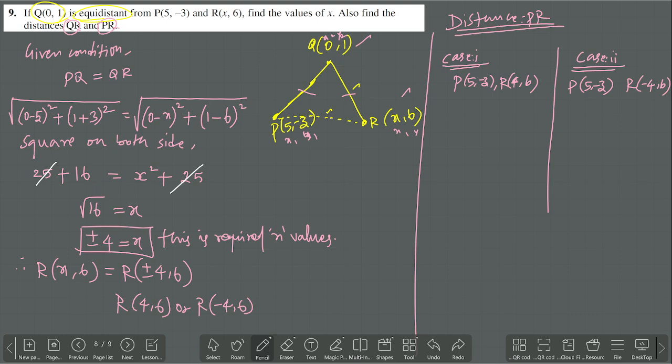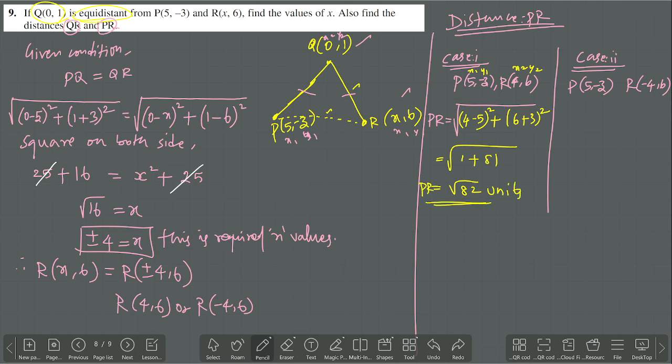Right. So PR equals square root of, so this is my required x1, y1, x2 and y2. 4 minus 5 whole square, 6 minus into minus plus 3 whole square. Then square root of what I am getting? Minus 1 square plus 9 square, 1 plus 81. Root value I am getting root 82 units. This is PR distance.